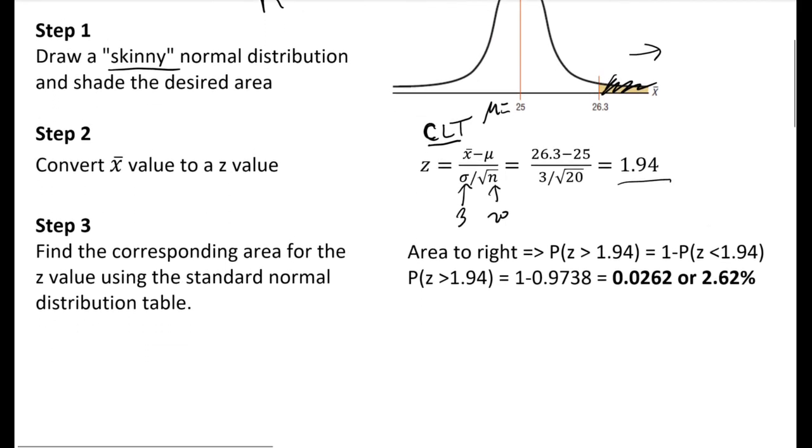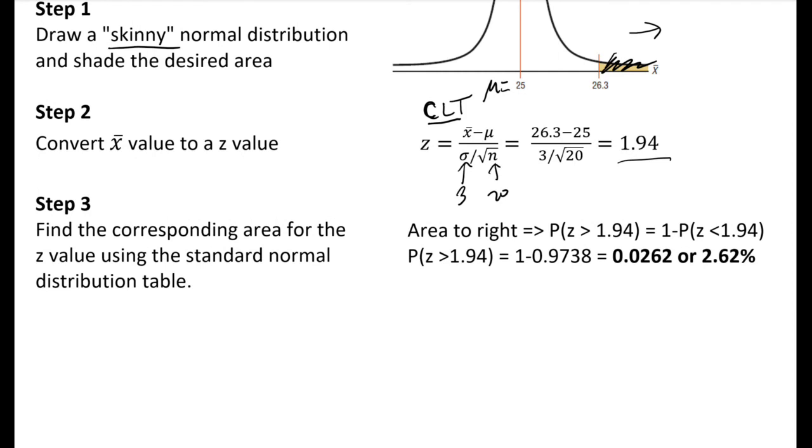Once we do that, we're going to find the corresponding area for the z value using the standard normal distribution table. This is the z table that I passed out that you reference in class. You can easily do a web search for the standard normal distribution table. They're very commonly spread out in the literature and on the web.